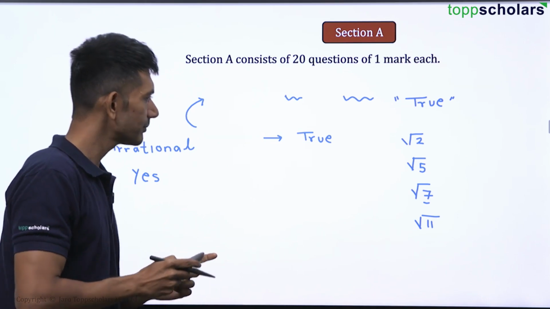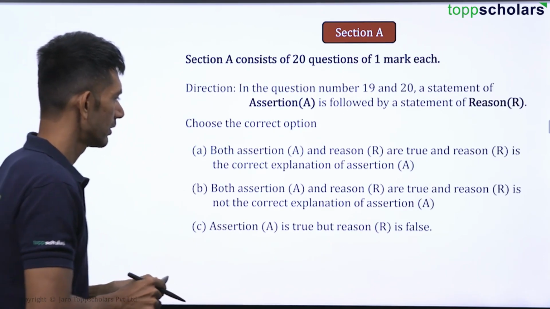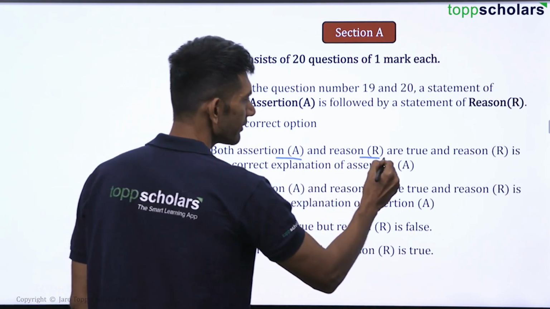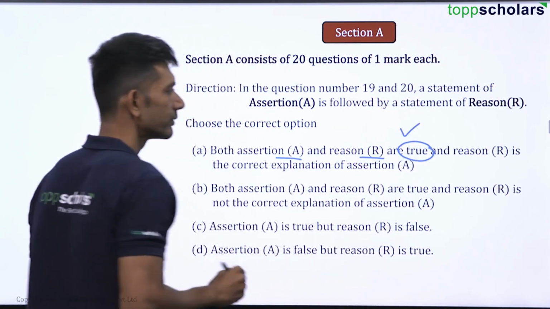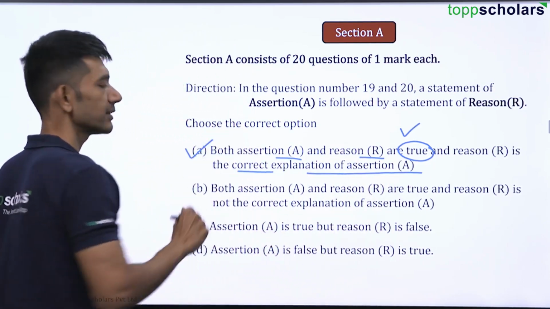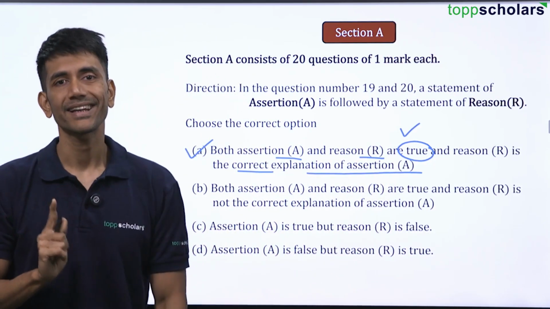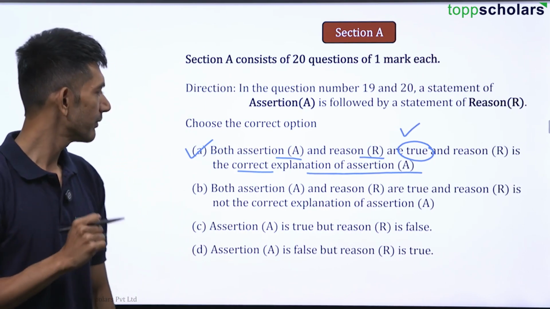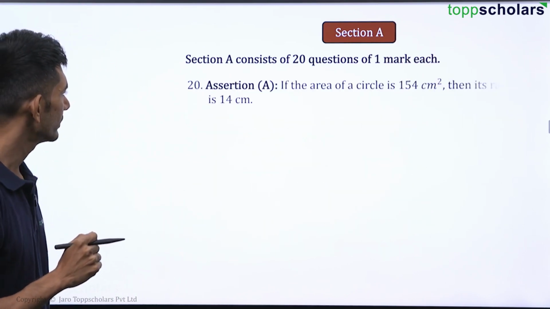So we can say that assertion and reason are true, and reason is the correct explanation of assertion A. It is the correct explanation, right? Perfect. So let's continue with a new question.